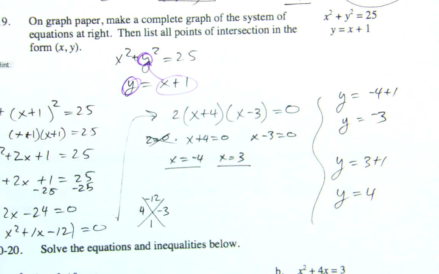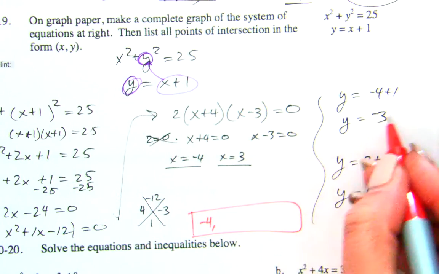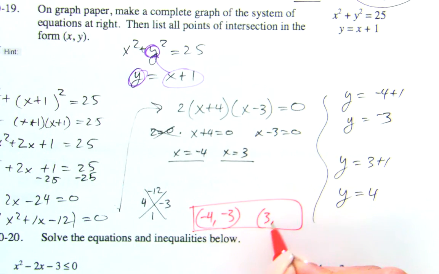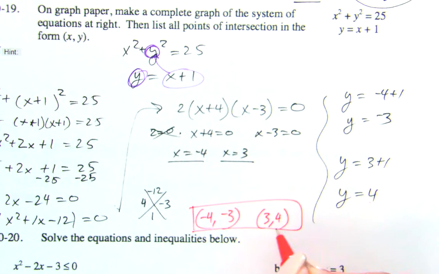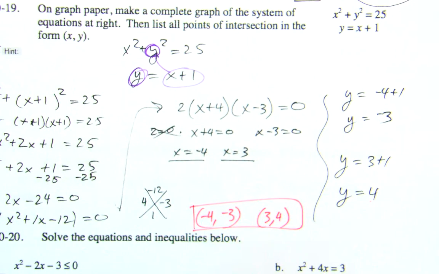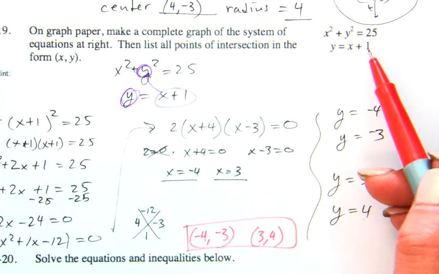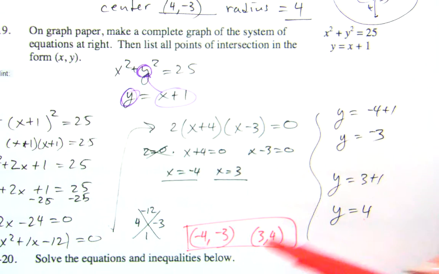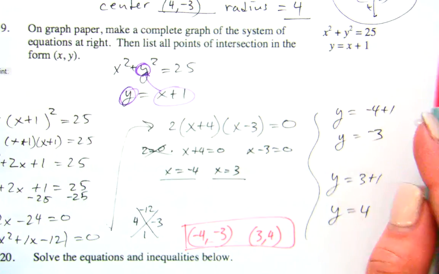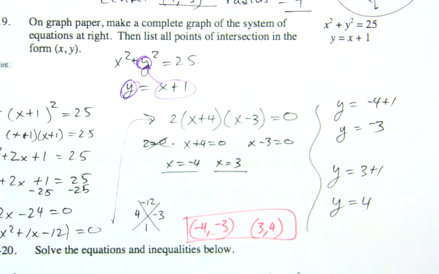So as a final answer, negative 4 and negative 3. That's one of them. And the other one is 3 and positive 4. Okay, these are your 2 points of intersection. And if you have graphed them, or if you just wanted to graph them, this is where they should have intersected. So please take a look at your graph if you actually did graph it.